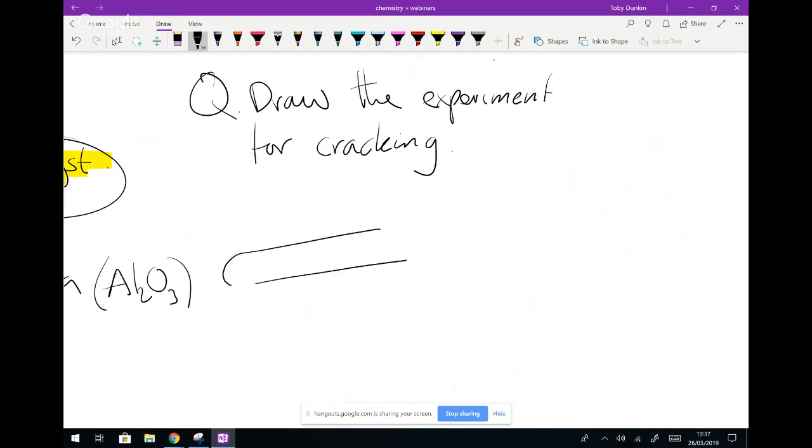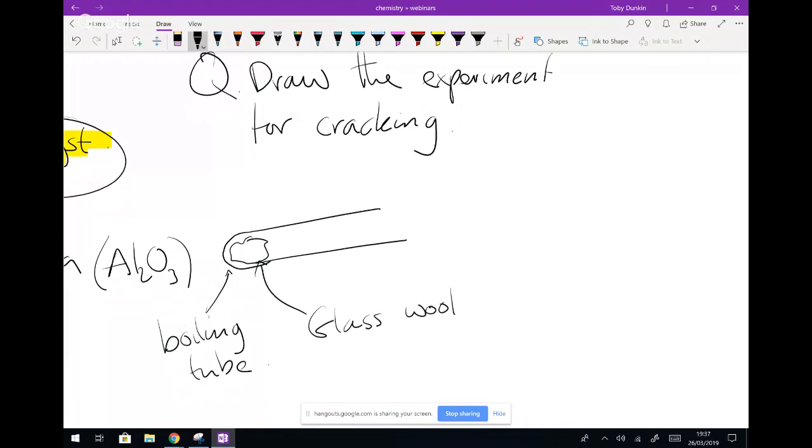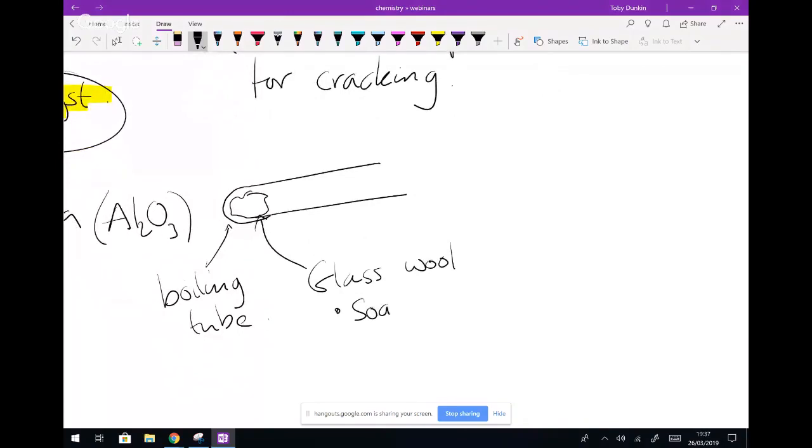So here's a boiling tube. Please note, year 11, this is a boiling tube, not a test tube. People keep getting those mixed up. A boiling tube is for heating. A test tube is for small-scale tests. You then have a piece of glass wool. Now that glass wool is soaked in paraffin.